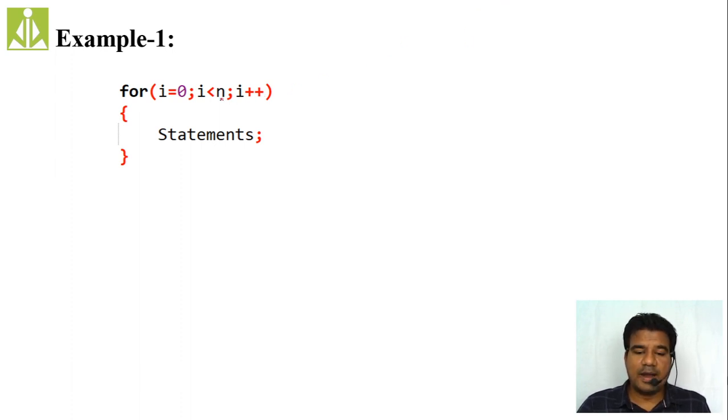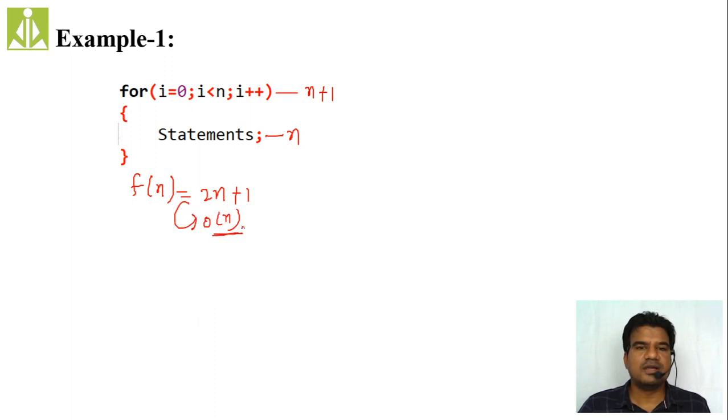As it is a loop and it will iterate n number of times, the condition will be checked n plus 1 times, because for the false case also it will check the condition. So this one is n plus 1, and this is n. So what is my time function? It is 2n plus 1. Now if you take 2n plus 1, what is the order of this function? Order of n.